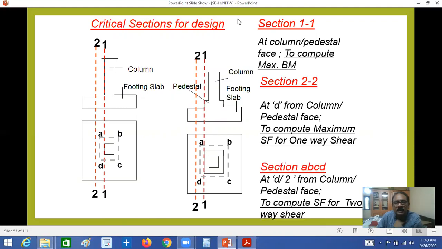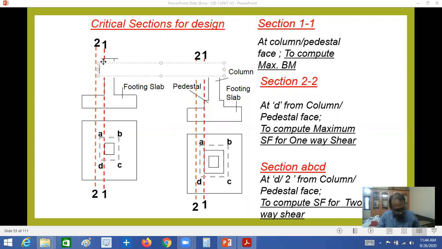See, now from the face, this is the critical section for bending moment, from this edge to this edge. Now this distance is D, that is, small d is the effective depth. What is effective depth? You know, it is from the top to the center of your reinforcement, right?